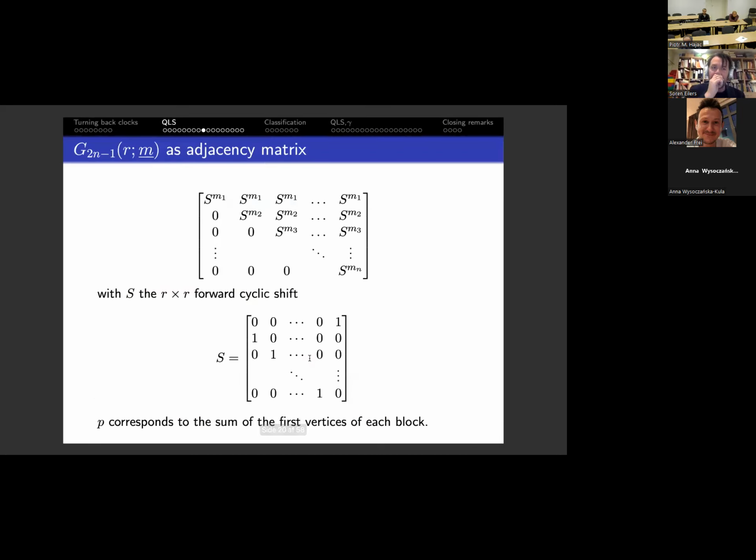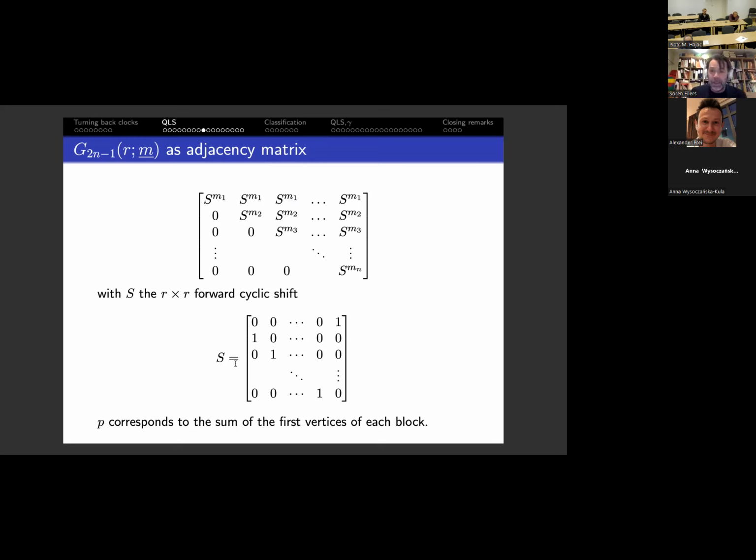So I can fairly easily explain to you what this G graph is. At least I can give you the adjacency matrix. I will take an R by R matrix, which is just this forward cyclic shift, right? So it takes the first vertex and sends it to the second vertex and then the second to the third and so on, all the way around.